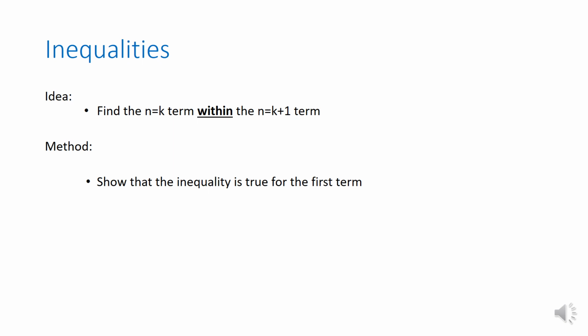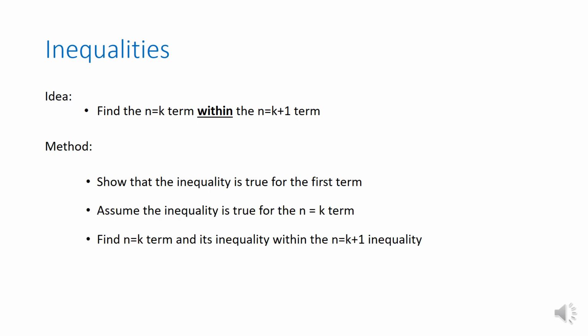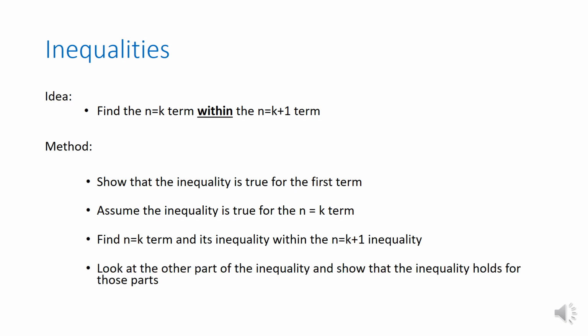Now, the next type of proof by induction is inequalities. The idea behind these proofs is to find the n equals k term within the n equals k plus 1 term. The method involves showing that the inequality is true for the first term, which is what we always do, assuming it's true for the n equals k term, finding the n equals k term and its inequality within the k plus 1 inequality, and looking at the other parts of the inequality and showing that the inequality holds for those parts also.